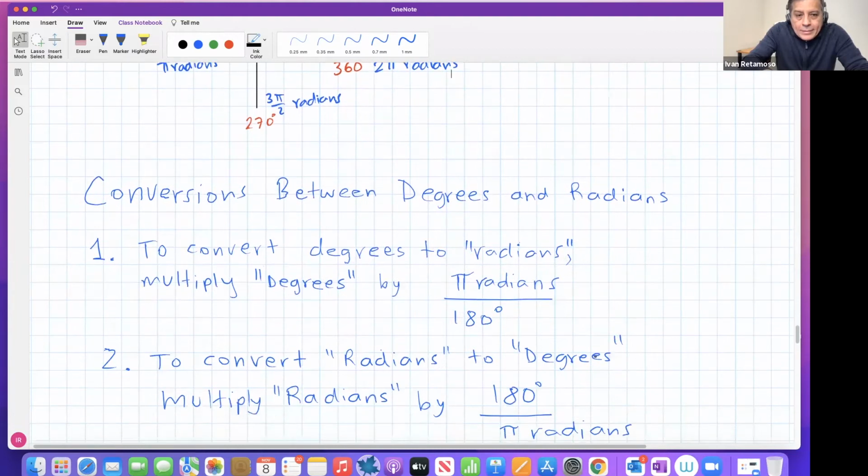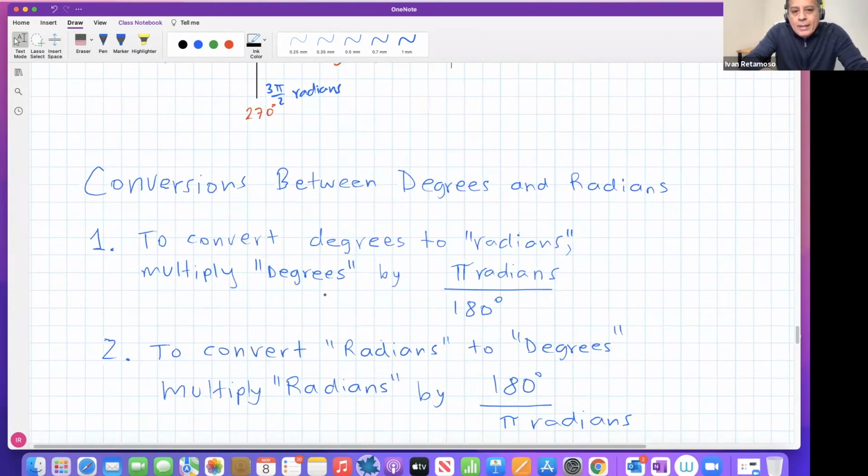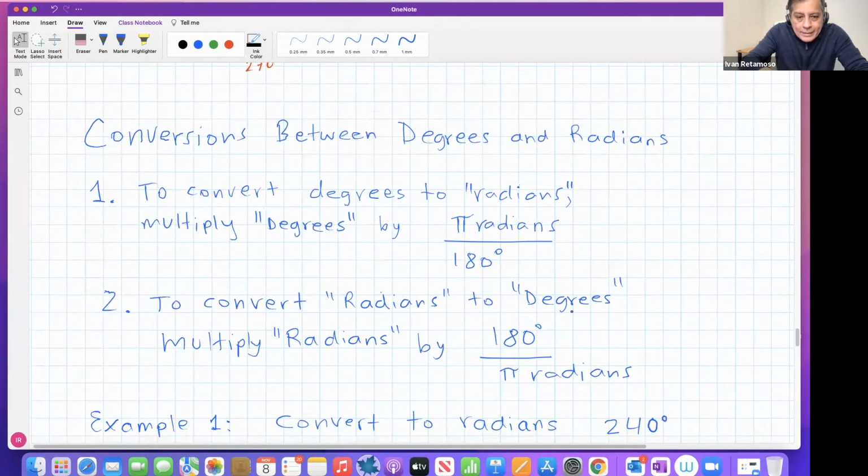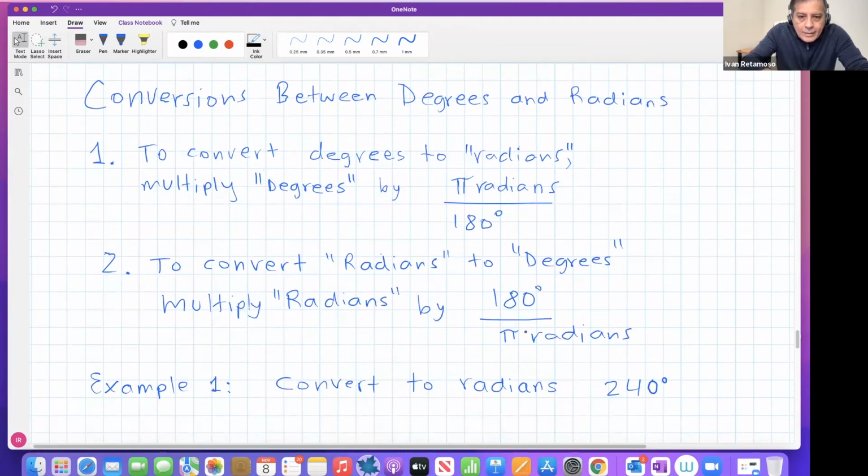The method says to convert degrees to radians, multiply degrees by this factor, pi radians over 180 degrees. To convert radians to degrees, multiply radians by this factor, 180 degrees over pi radians. These are called conversion factors. The idea is, since pi radians is the same as 180 degrees, multiplying by this factor will not change the value because it's like multiplying by the number one. That's the idea behind this method.